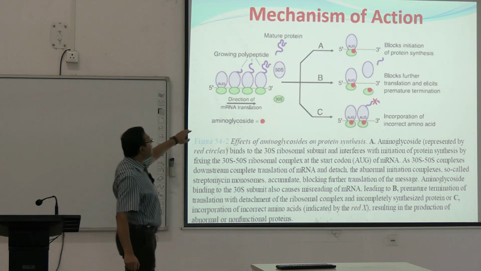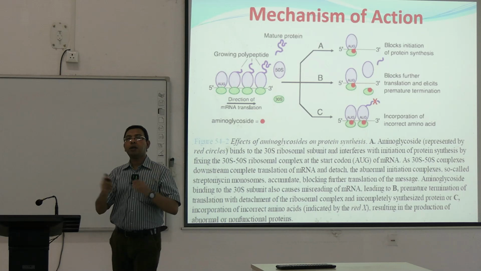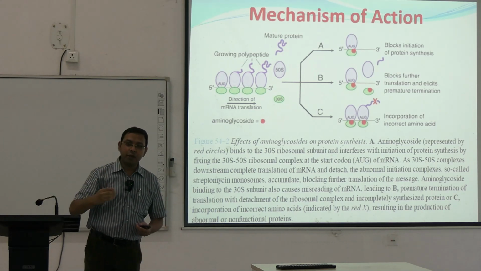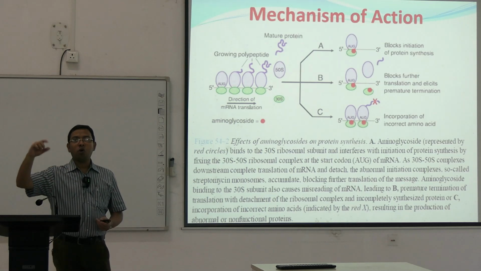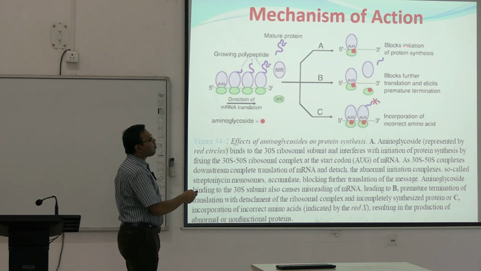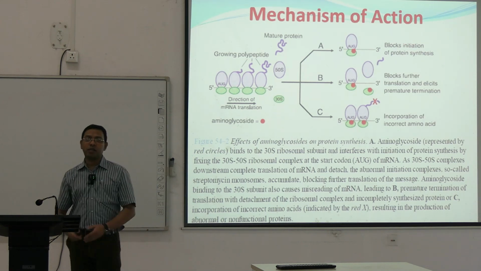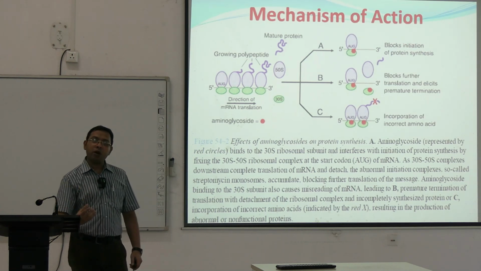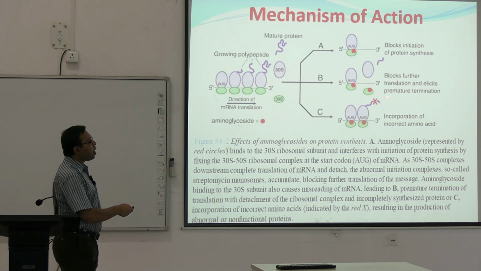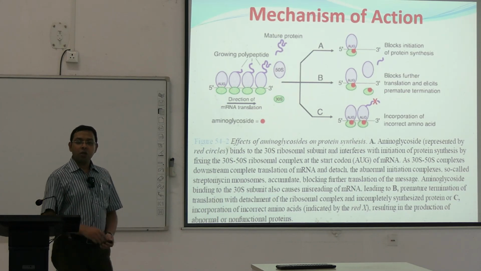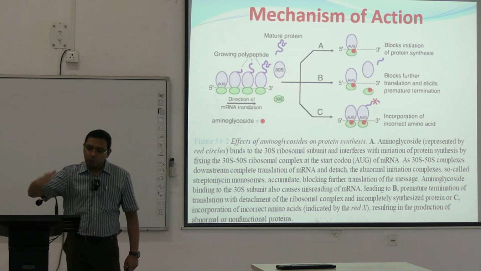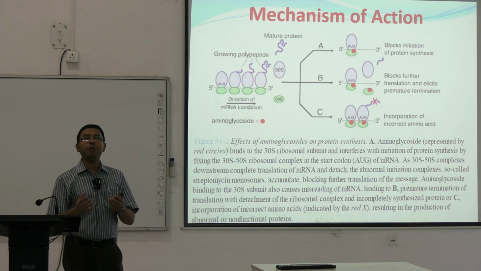So this is the direction of the mRNA translation. Again, the different peptides are ultimately coming. The tRNA comes with the newer peptides and ultimately the peptide chain continues the elongation. So when we are using the aminoglycosides, that first blocks the initiation of protein synthesis. The initiation, the first peptide bonding and subsequent translocation, is blocked. Then it blocks further translation and elicits premature termination. So further adding of peptide molecules is blocked and ultimately there may be some premature termination.